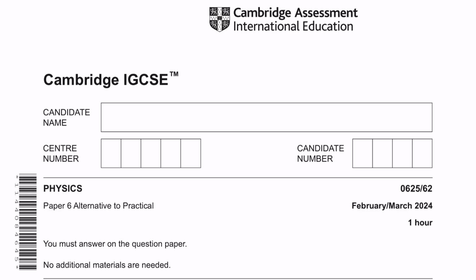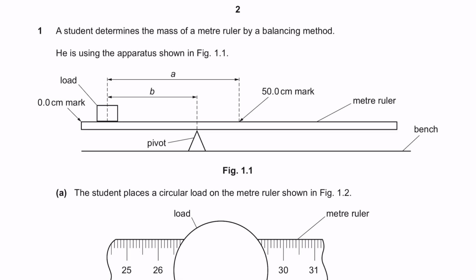This video is a tutorial for Physics Paper 6 Variant 6-2 from the February-March 2024 examinations. Question 1. A student determines the mass of a meter ruler by a balancing method. He is using the apparatus shown in figure 1.1.